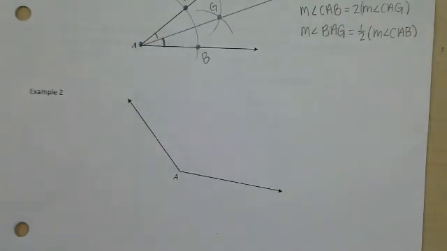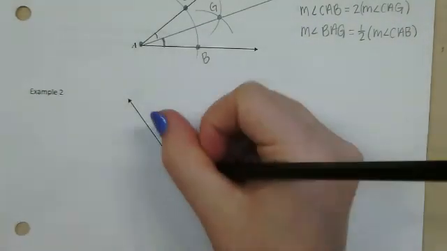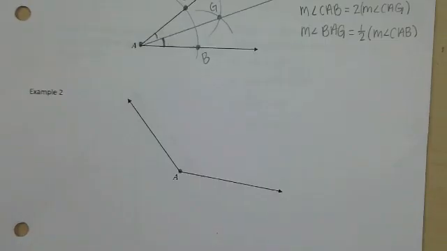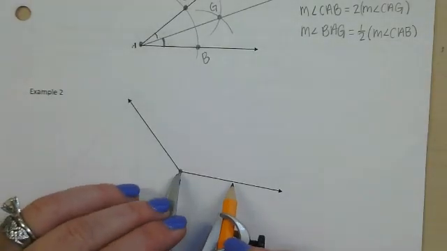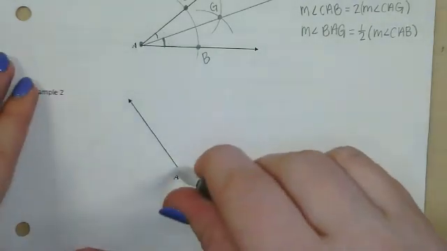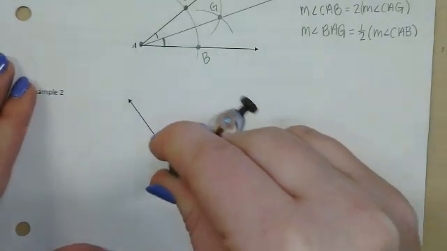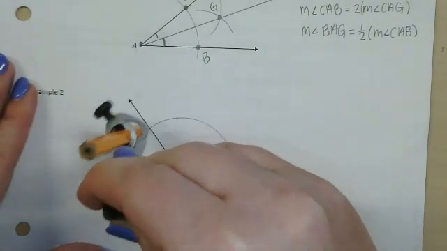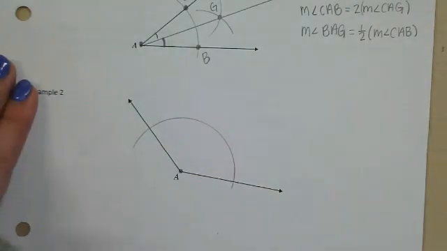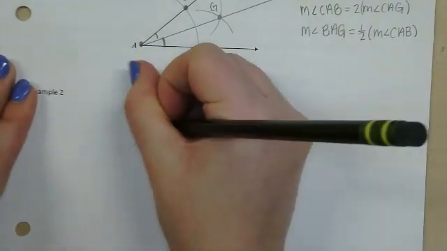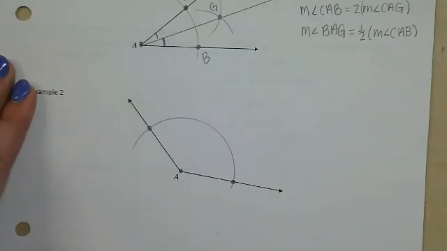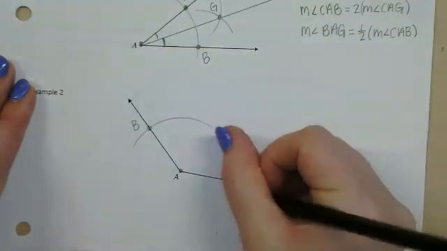All right, so I'm going to put my sharp end right here on the vertex A, pencil end somewhere out here, and I'm going to make an arc that goes through both of these rays. It looks something like this. And I'll put a point where that arc intersected each one of those lines. Okay, I'm going to call my points B and C again.